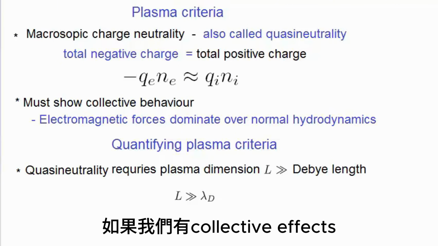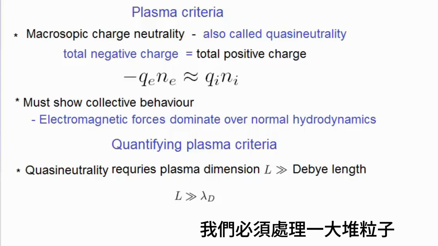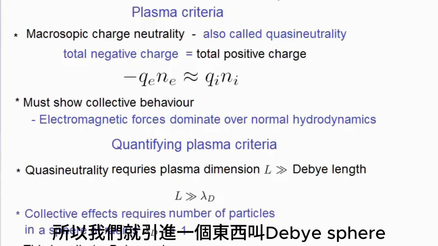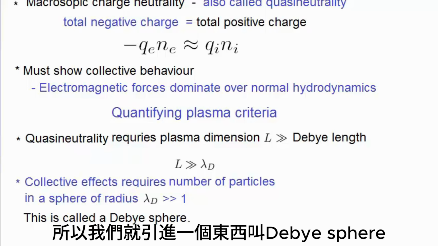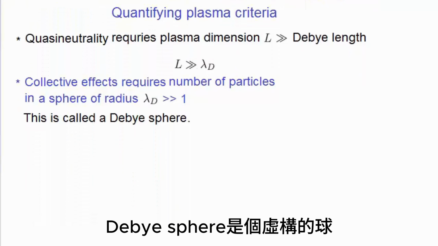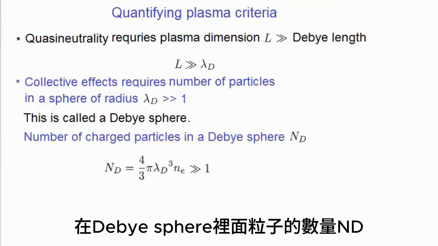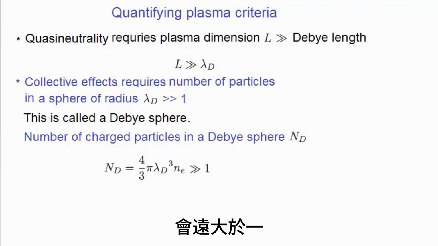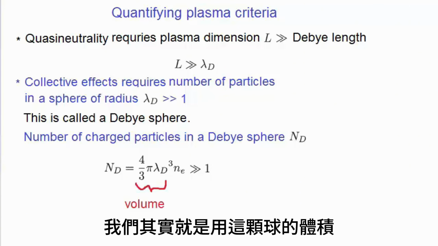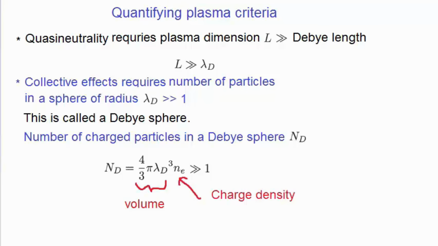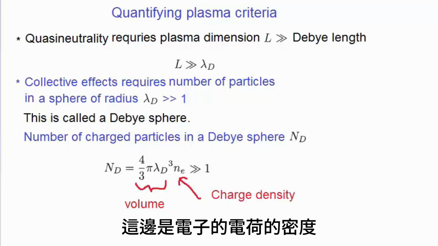Obviously, to have collective effects, we need to be dealing with a large number of particles. So we end up introducing something called a Debye sphere. A Debye sphere is an imaginary sphere that has a radius of 1 Debye length. So we want the number of charged particles in a Debye sphere, Nd, to be much greater than 1, and is given by this expression, where we're basically multiplying the volume of the charged sphere with the number density of the charges. In this case, it's the number density of electrons.